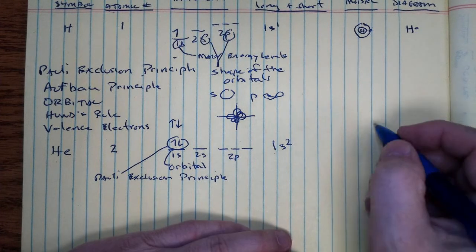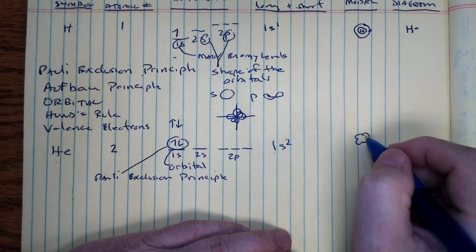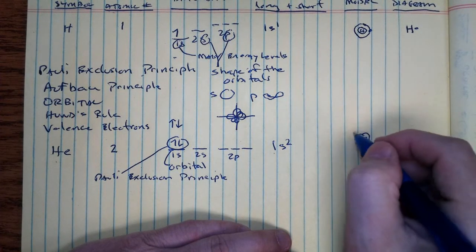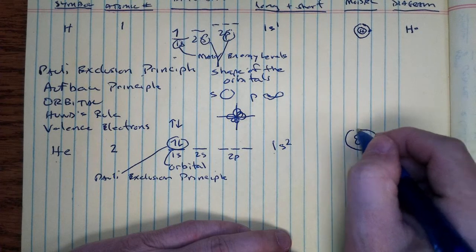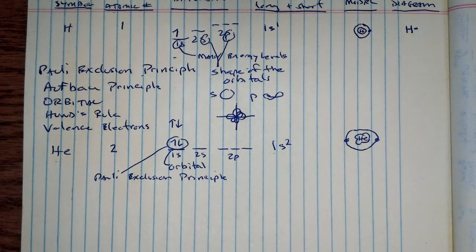Now for the Bohr model, we have 4 protons and neutrons. We'll put He there. And we're still going to have only 1 energy level, but it does get 2 electrons, and that's going to fill it up.